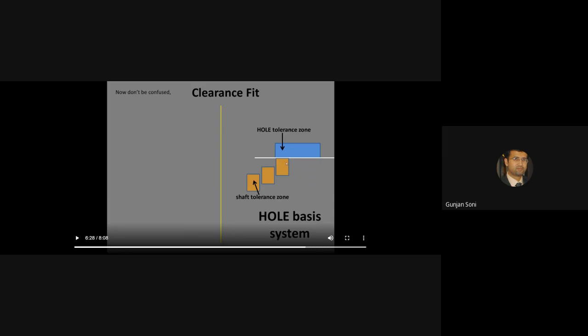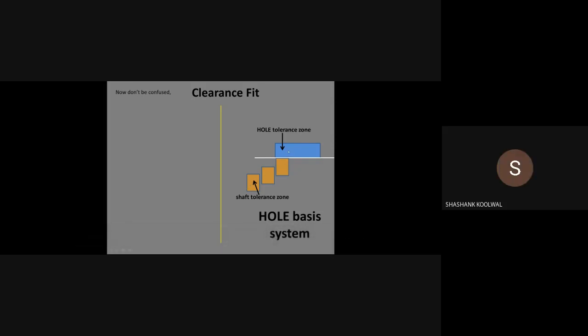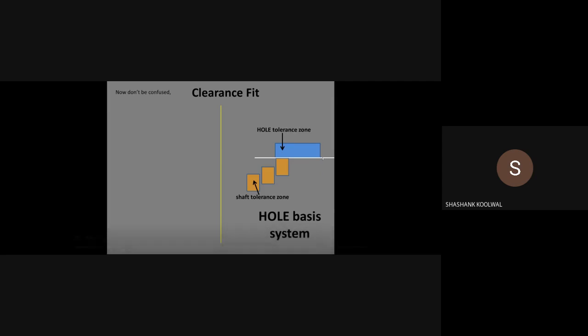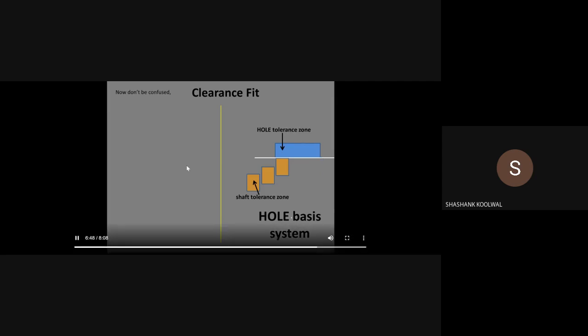So basically the size of the shaft is below the hole basic size. That's why you will be able to assemble a clearance fit. The shaft tolerance zone was below the zero line, like this. And the hole tolerance zone was above the zero line, but its lower deviation was matching the zero line. It means it was the hole basis system which we have discussed.